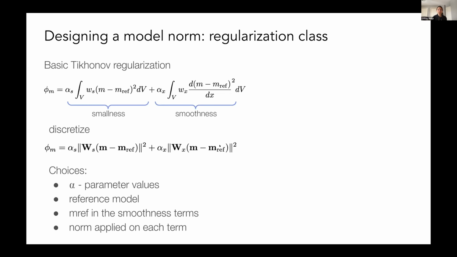We can choose whether or not the reference model is in the smoothness terms. This is something you can explore if you do have a complex reference model with different surfaces and things like that in there. This will make a difference. And then although I've written a 2 norm here, as Doug showed last week, you can change and explore how using different norms in this regularization or model norm change the inversion result.